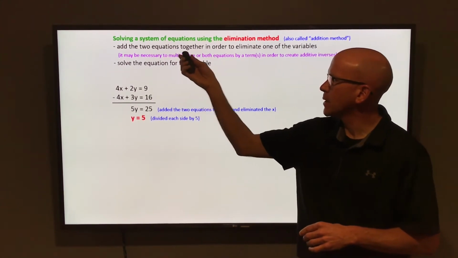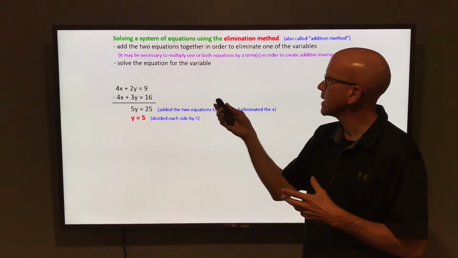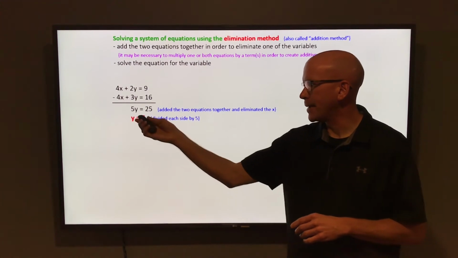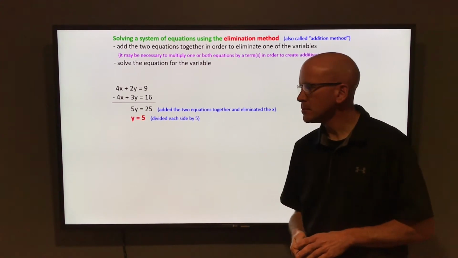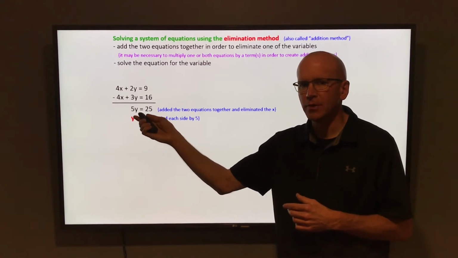So add the two equations together, unless you have to multiply by something. Add the two equations together in order to eliminate one of the variables, and then solve the remaining equation for that variable that's still there. So we have y equals 5. That is the y-coordinate of the point of intersection of these two lines.